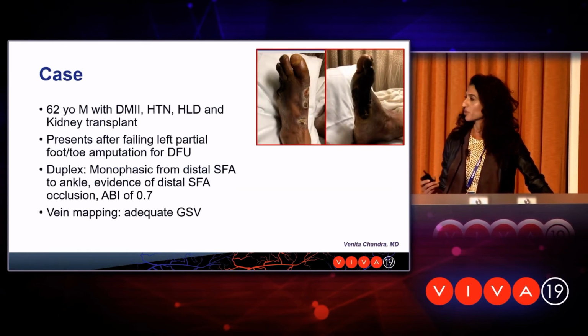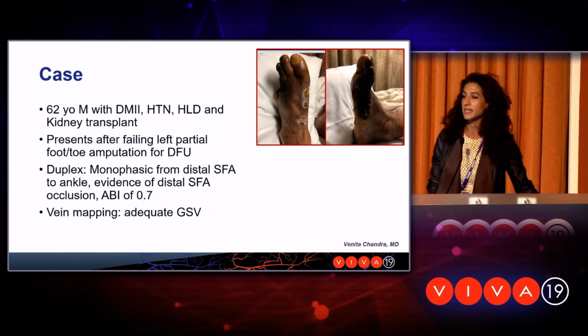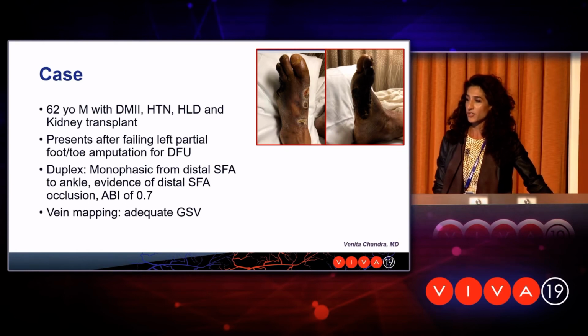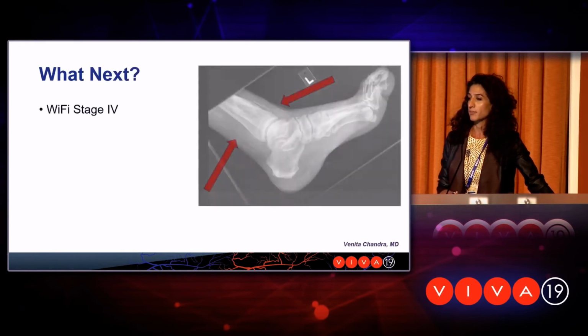This is a patient, I'm sure we've all seen similar ones, 62-year-old, relatively young patient from my practice, diabetes, hypertension, hyperlipidemia, had a prior kidney transplant. He presented after a failed partial foot amputation, which, as you can see in the picture, had a fairly significant amount of ischemia as well as some infection. Duplex showed monophasic flow from the distal superficial femoral artery all the way to the ankle with an ABI of 0.7, and he did have vein mapping with adequate vein. So this is a patient with essentially a WIfI stage 4 wound.